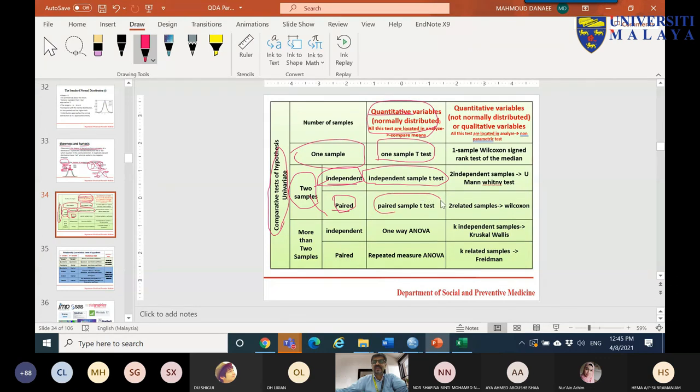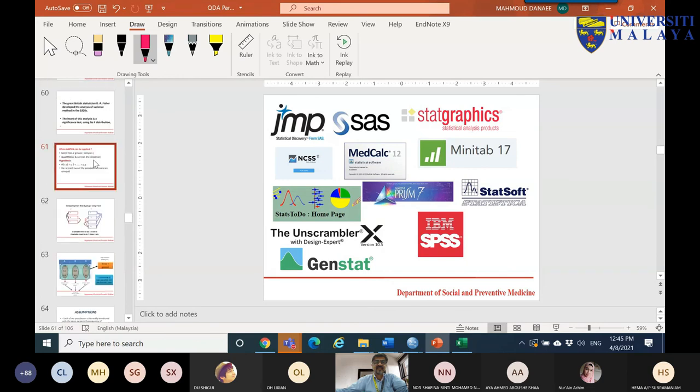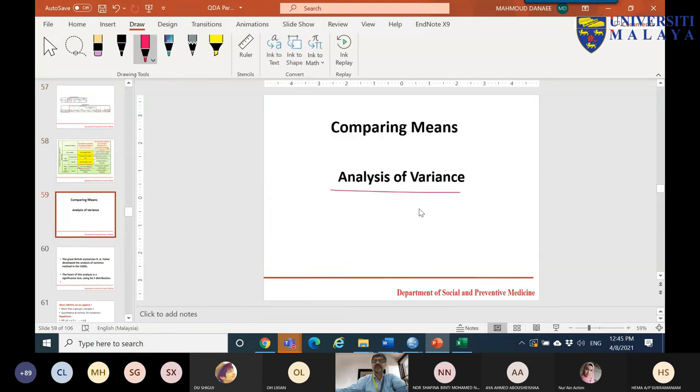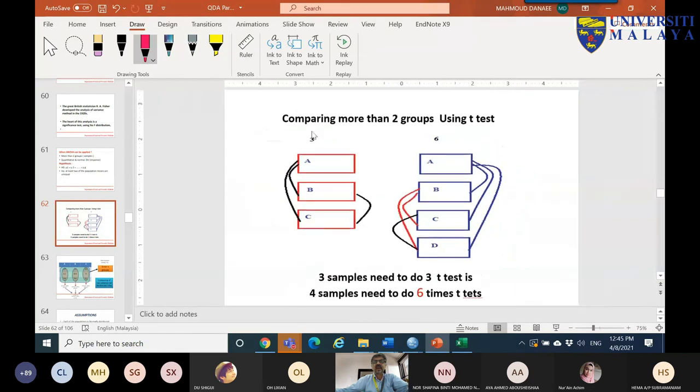So now we have covered this statistical test. And now we move to more than two samples. For more than two samples, we use the analysis of variance. Comparing of means, analysis of variance. Remember, if you have three groups and you want to compare between these three groups or three treatments, for example, and you don't know anything about ANOVA and you just want to use the t-test, how many t-tests should I use for two groups? A with B, A with C, and B with C. How many tests? Three tests.